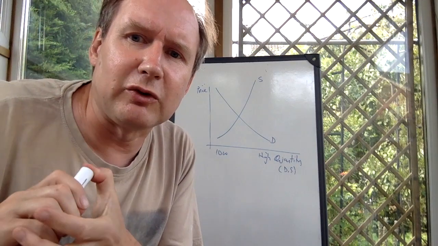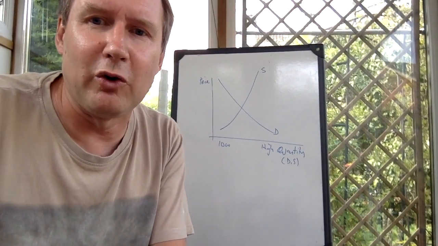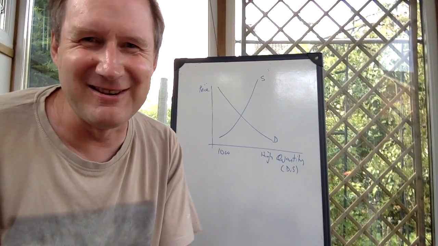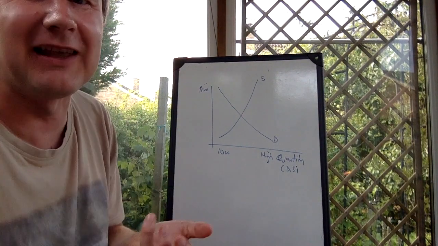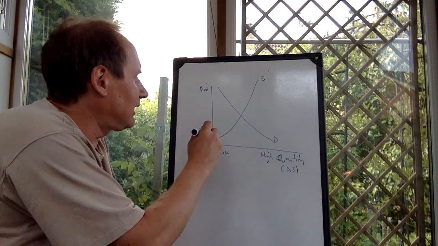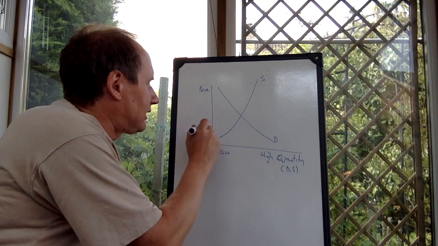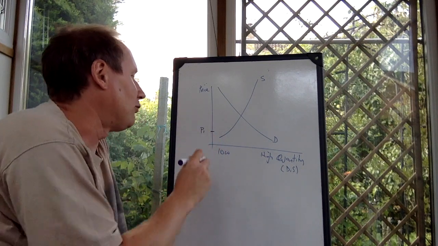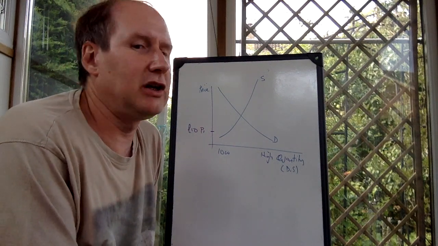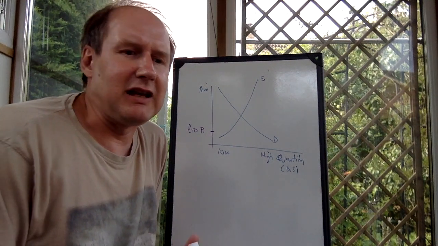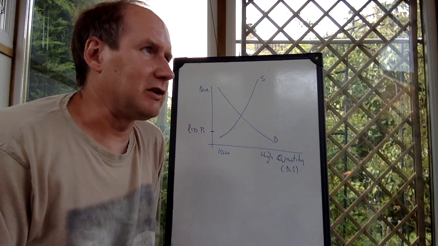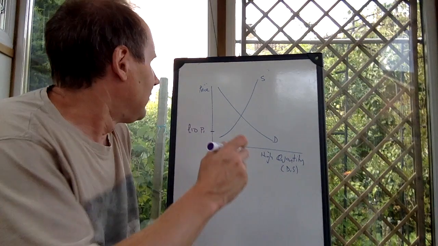I think there's a natural tendency for everybody to go, oh, look, two lines cross, and therefore that means something. And that's usually the case in economics. But we need to analyse more closely exactly what it is that's going on here. So let us imagine that price is down here at P1, or let's just call it £10, for the sake of argument. Let's imagine that this is some sort of commodity. So this is the price of rice or something.